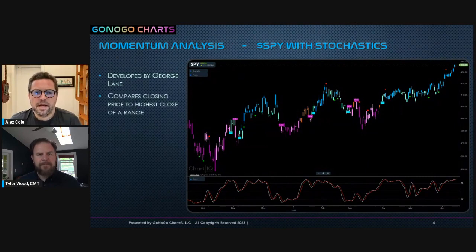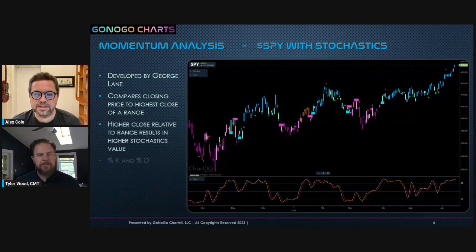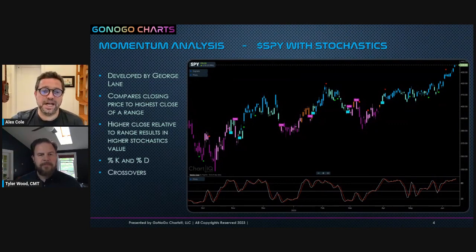What stochastics does in its calculation is compare the current closing price to the highest close within a range. The idea is, if price is higher than the highest close we've had in a set range, then we can get a high value for momentum. In this case, the stochastics reading would be high if that current price is the highest high of the range, or very high relative to the highs of the range.